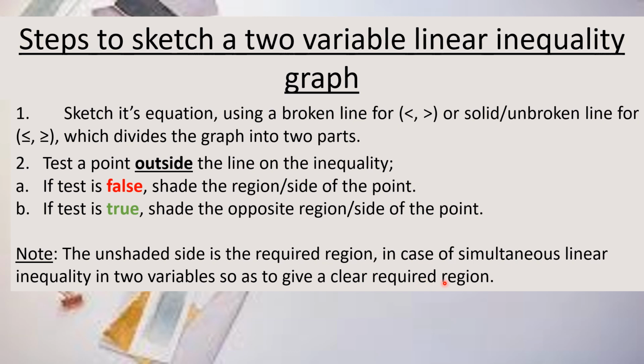In the case of simultaneous linear inequalities in two variables, we leave the required region blank so as to give a clear required region. You will appreciate this when we get to simultaneous linear inequalities.